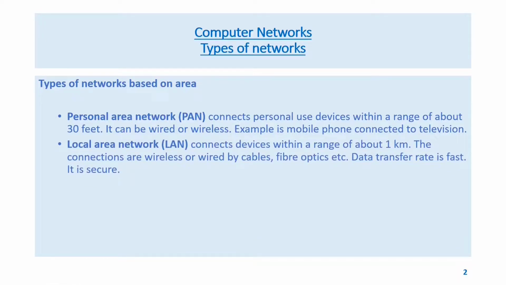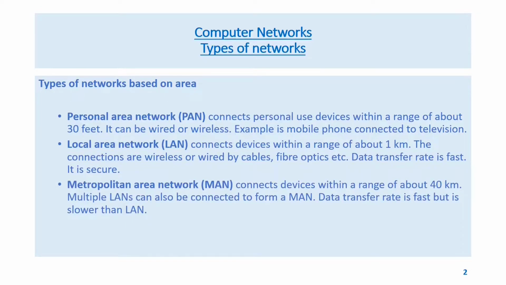Local area network, LAN, connects devices within a range of about 1 kilometer. The connections are wireless or wired by cables, fiber optics, etc. Data transfer rate is fast. It is secure. Metropolitan area network, MAN, connects devices within a range of about 40 kilometers.